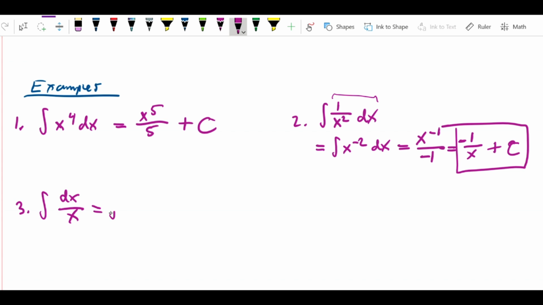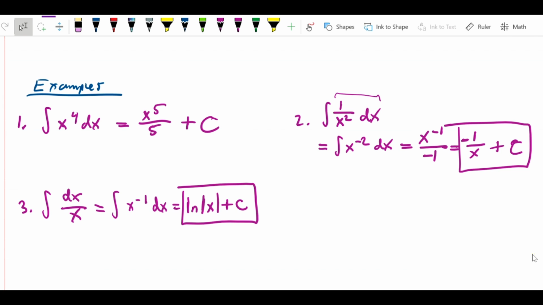We know, of course, that this is just x to the -1 dx, and we already saw that that has its own special rule, so that's going to be ln of x plus c, ln of absolute value of x plus c. Okay, so let's find the indefinite integral of sine x dx.